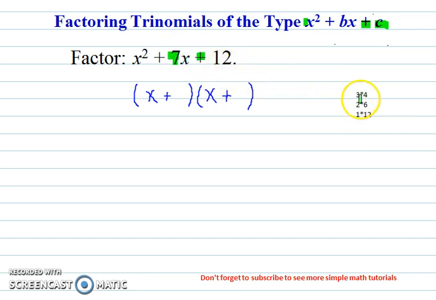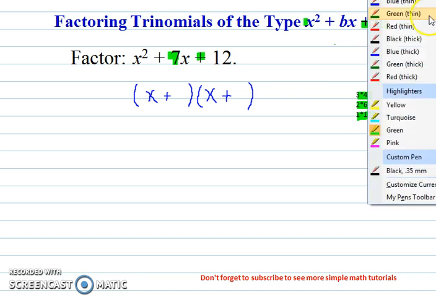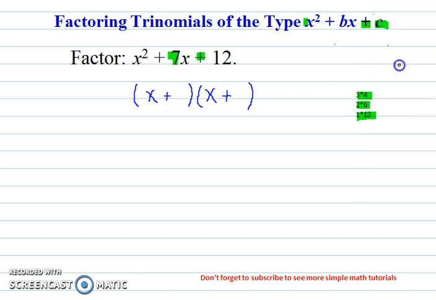Let's check. 3 plus 4 is actually 7. So we already found it. But you see also 2 plus 6 is 8, so it's not 7. And 1 plus 12 is 13. So how should we factorize this trinomial? We need to write it as x plus 3 times x plus 4.